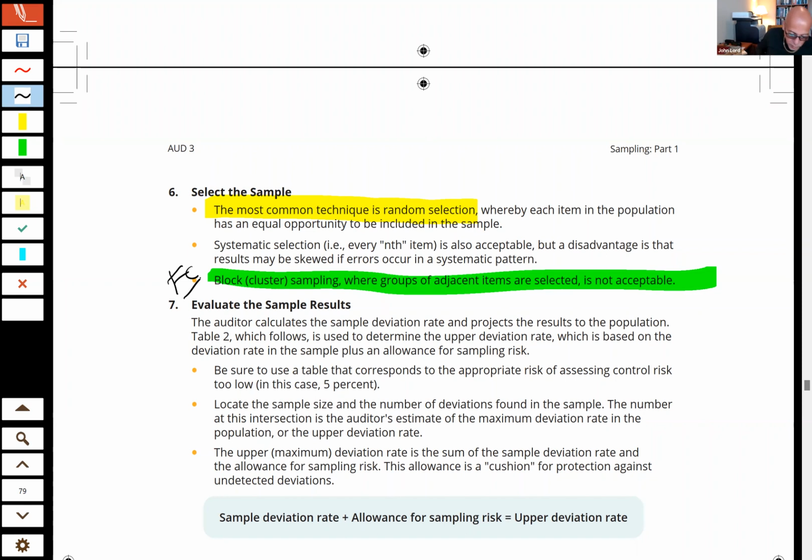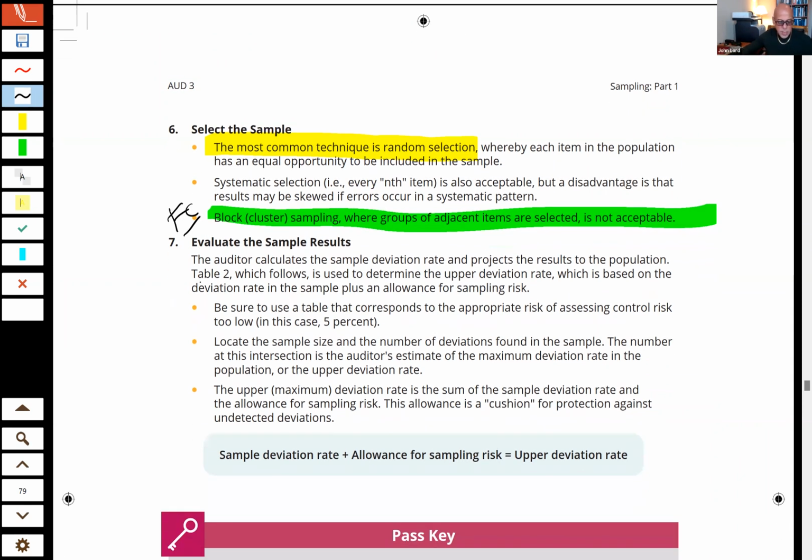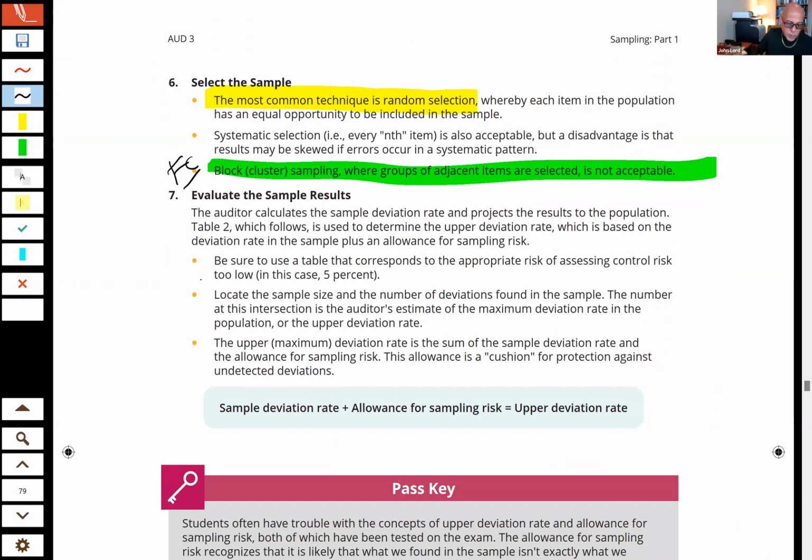Okay, good. Now you come over and you take a look, and we are going to evaluate the sample results. We're going to go to table 2, they say, which follows on the next page. And we will go ahead and calculate the sample deviation rate. Then we will use table 2 to determine something called the upper deviation rate, which is based on the deviation rate in the sample plus an allowance for sampling risk.